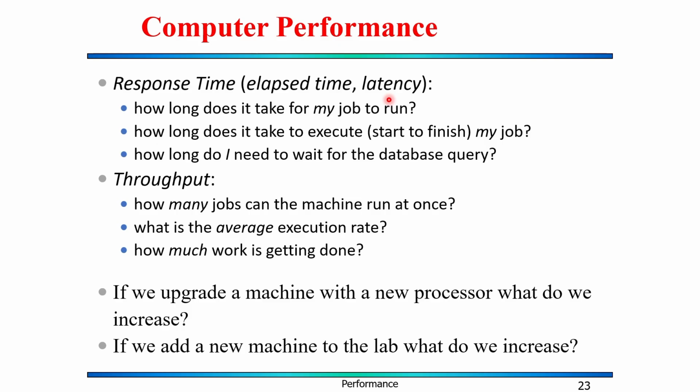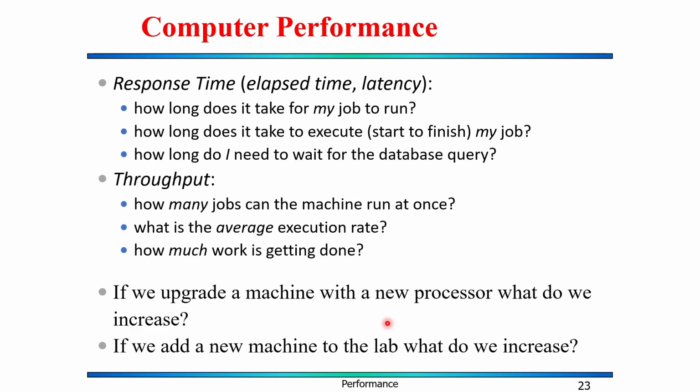Second is throughput. This measures how many jobs the machine can run at once, or the average execution rate. It answers the question: how much work is getting done over a period of time? This is about the system's overall productivity. Now, here are two questions to think about. If we upgrade a machine with a new processor, what do we increase? A faster processor typically reduces response time for individual tasks.